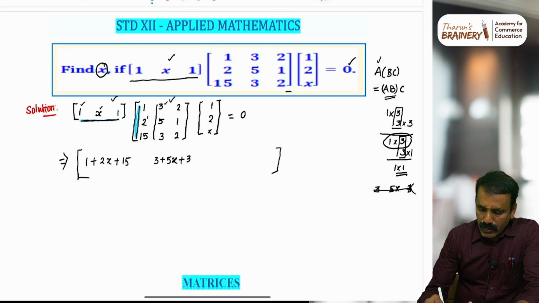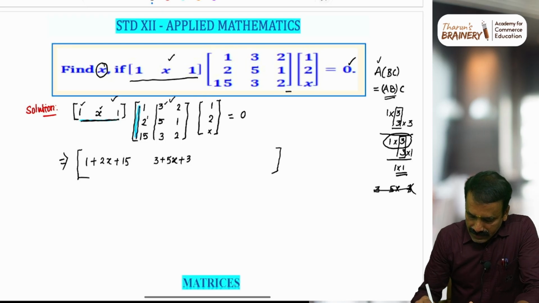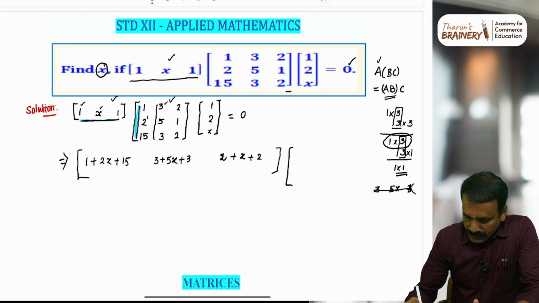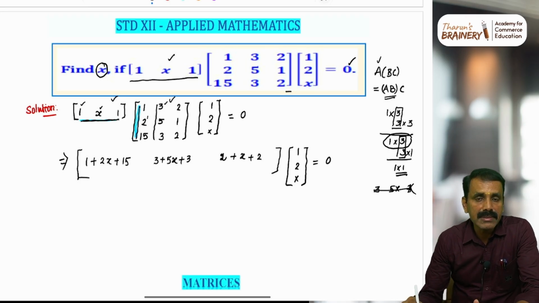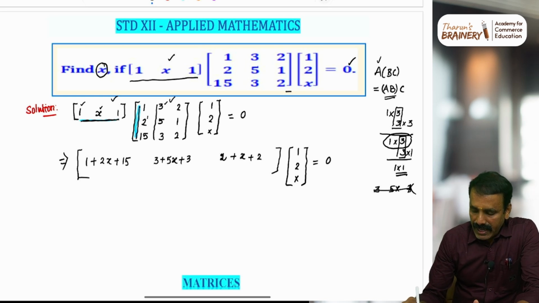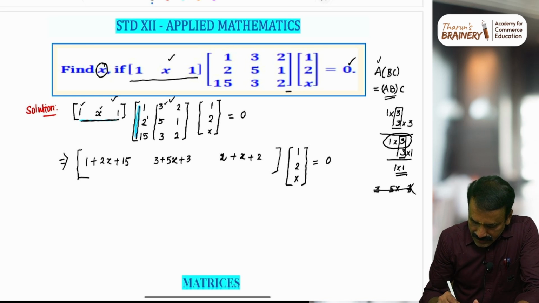Next we multiply the first row with the third column. First element with the first element, 1 into 2, 2. Then the second element with the second element, x multiplied with 1, so it is going to be x. Third element with the third element, plus 2, 1 multiplied with 2, 2. And here we have [1; 2; x], and it is equal to the null matrix. It is a matrix, not a simple 0. We have to be very careful. So we simplify this expression further.